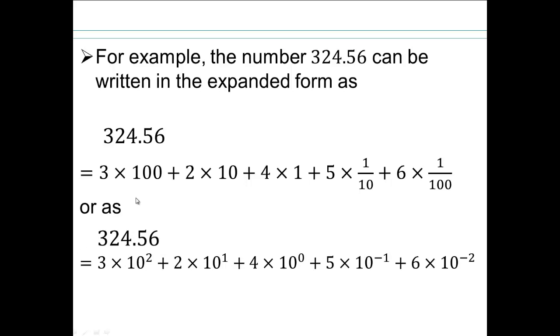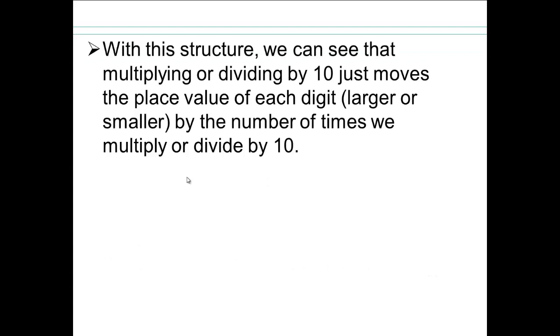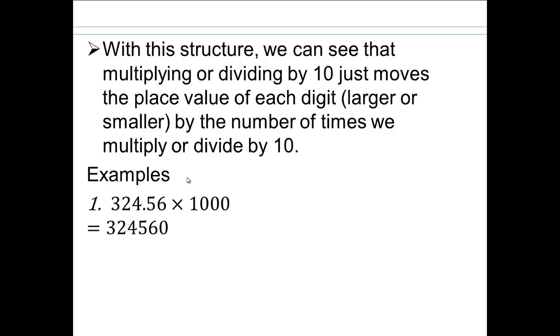Another way to write this would be in the exponential notation, where you have 10 squared is 100, and 1 over 10 is written as 10 to the negative 1. 1 over 100 is 10 to the negative second. So with this structure, we can see that multiplying and dividing by 10 becomes very easy. For example, if you want to multiply 324.56 by 1,000, you're going to move the decimal point 1, 2, and 3 places to the right to get you the new number, 324,560. If you're going to divide by powers of 10, you're going to move the decimal to the left. And how many places? 4 places, and that's your new number.